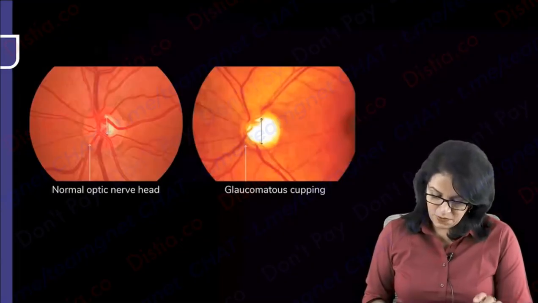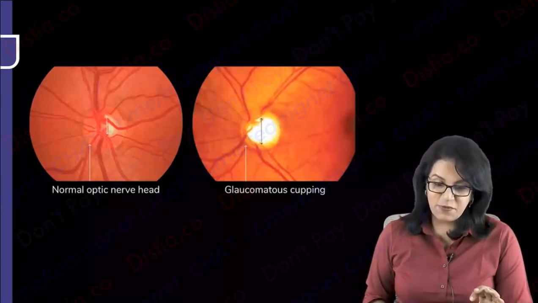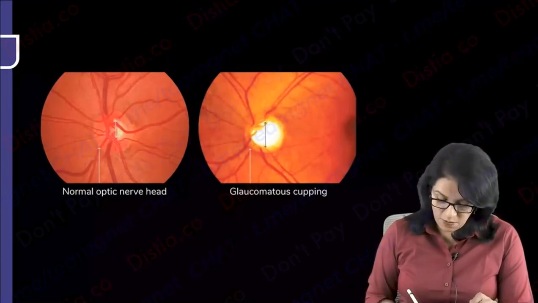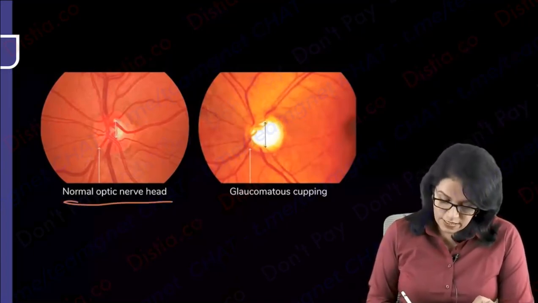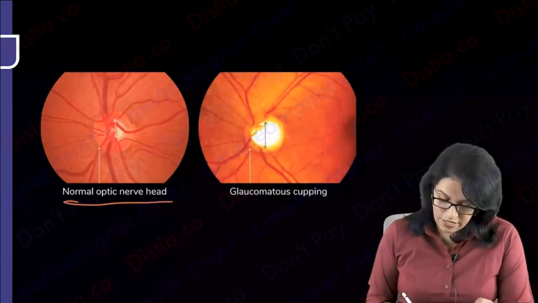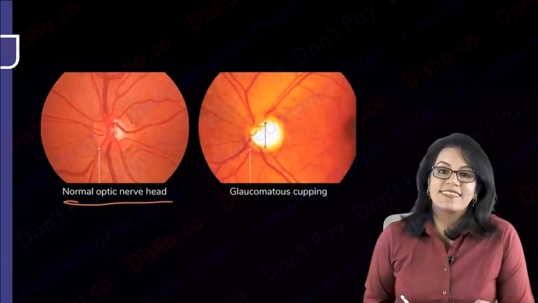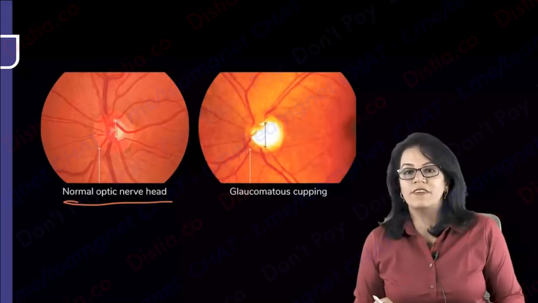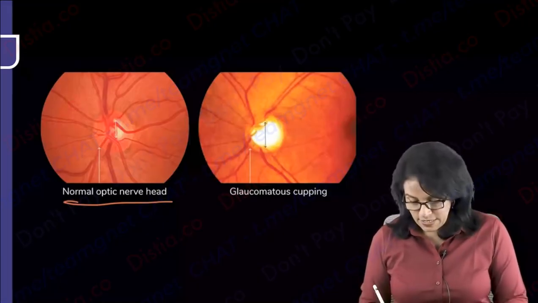Okay. Now let's try to appreciate what cupping is. So this is a normal optic nerve head. You see there is a small pale area. The arrow is already there to show you. This is the cup area and the rest is the neuroretinal rim. Right? This is occupied by nerve fibers. Correct? And what is the second showing you?